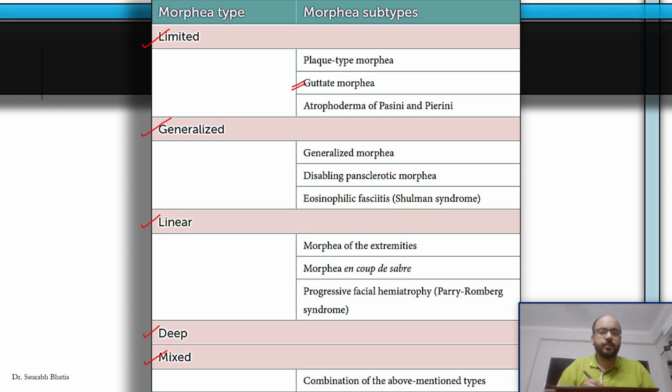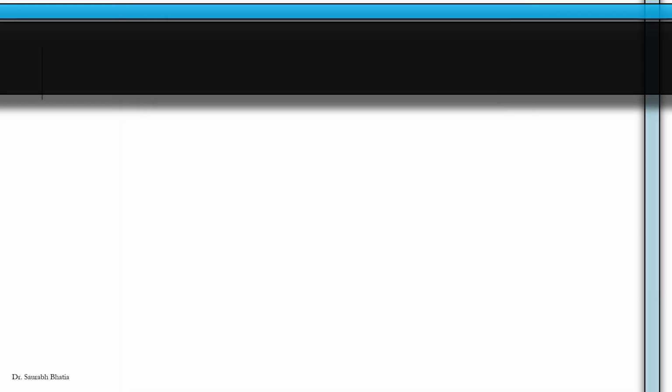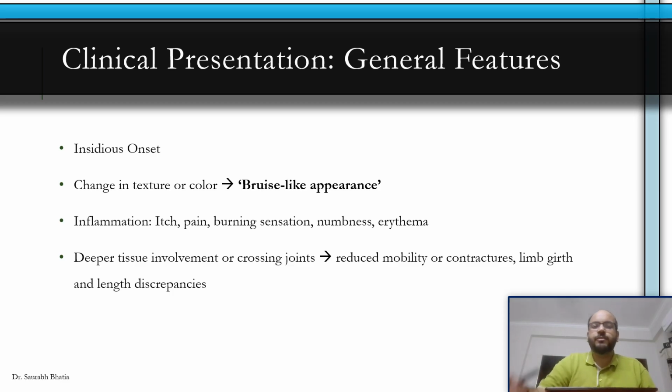Okay, let's move forward. So first we'll understand the general features of a morphea plaque, and we will be taking the example of plaque morphea as a prototype since it's the most common subtype. Now, it has insidious onset, that means gradually progressive, very slowly. It is difficult to perceive what is the exact day or date where the plaque has started to appear. Usually when the patient observes it, it's already in a significantly atrophic segment.